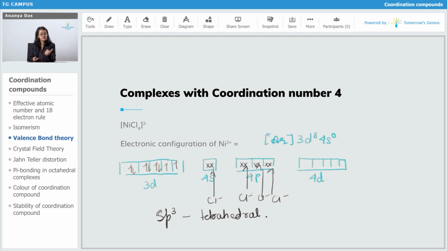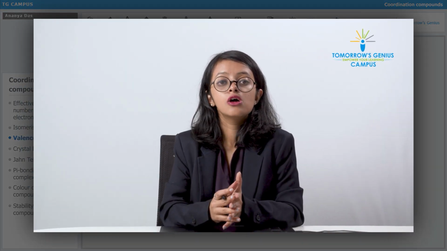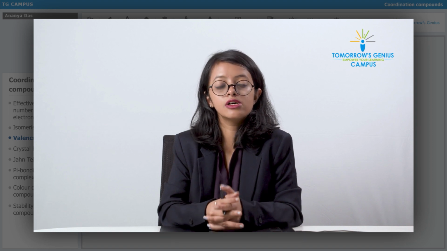So this is how you can use your valence bond theory to predict the structure, to predict the geometry, to predict the hybridization, and to predict whether the complex is going to use the inner d orbitals or the outer d orbitals in the formation.